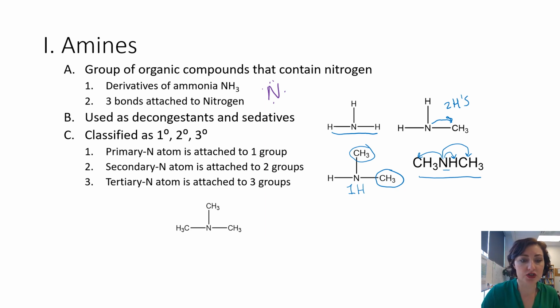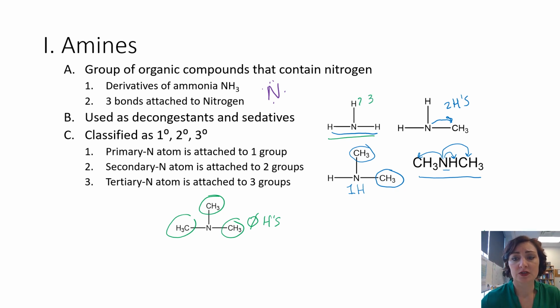Finally, a tertiary amine is where your nitrogen is attached to 3 different groups or 0 hydrogens, which we see here. Sometimes, especially when we think about ammonia, I think it's easier to look at the number of hydrogens that are attached to your amine. So this could be 2 to 3 hydrogens, 1 hydrogen, or 0 hydrogens.